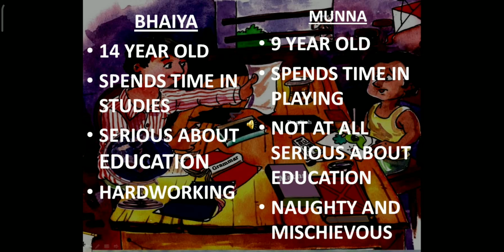Now that we have already done the first part, let us see some of the differences that these two brothers have, Bhaiya and Munna. Bhaiya is 14 years old, whereas Munna is 9 years old. Alright, Bhaiya spends time in studies, whereas Munna spends time in playing. Bhaiya is very serious about education, whereas Munna is not at all serious about education. And finally, we saw that Bhaiya is a very hardworking boy, whereas Munna is a naughty one and a very mischievous boy.